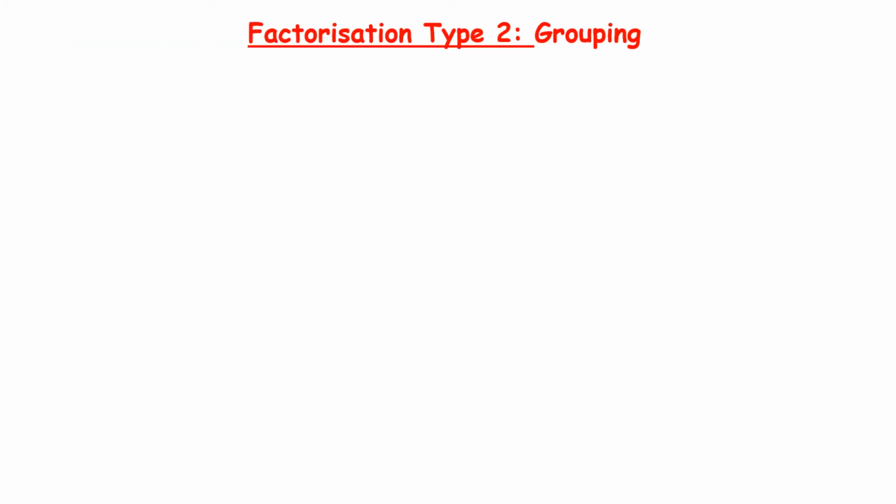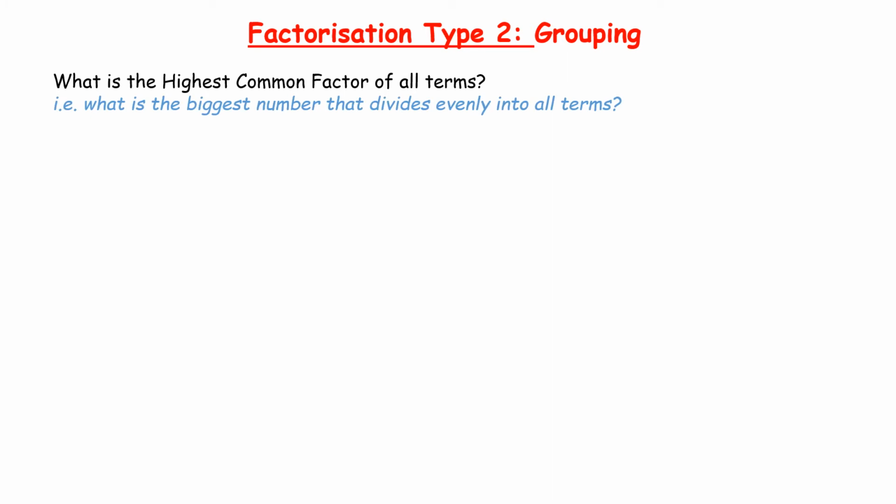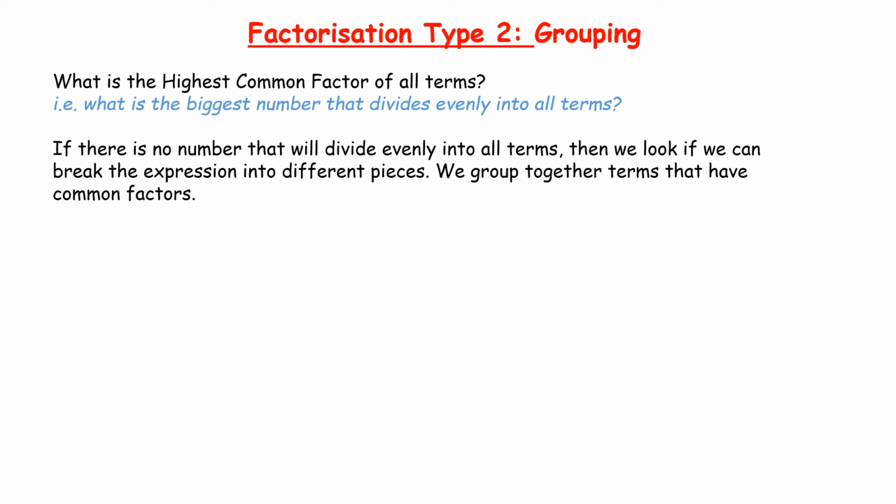Factorization type 2, grouping. So when we ask the question, what is the highest common factor of all terms, sometimes there actually be no highest common factor. So there will be no number that will divide in evenly to all terms. There will be no letter that is common to all terms. So in that case, what we want to do is to split the terms into groups where there is a common factor. For grouping, it really only makes sense if we have 4 or more terms. At junior cycle, you're really only going to see 4 terms.